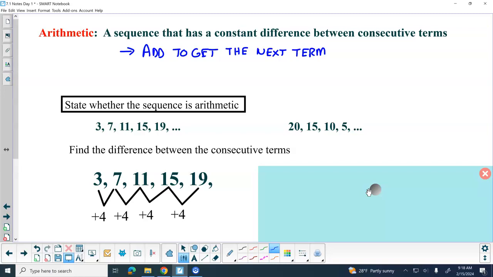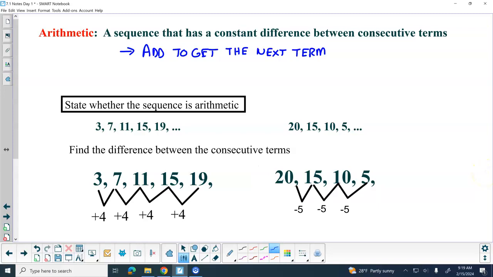What am I adding to 20 to get 15? Negative 5. 15 plus negative 5, 10 plus negative 5, 5. So is that one arithmetic? Yes. Okay? So we're adding still, we're just adding a negative. Okay? So that's the difference for an arithmetic. You look for what you add to get that next term.